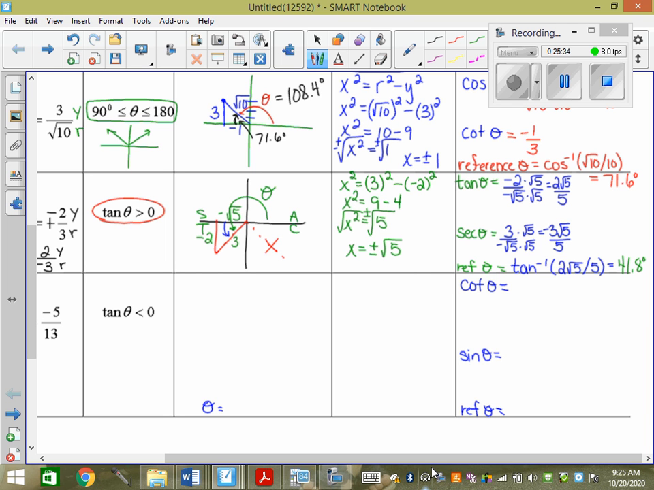So I just do 180 plus 41.8 and I get 221.8 degrees as my actual theta.